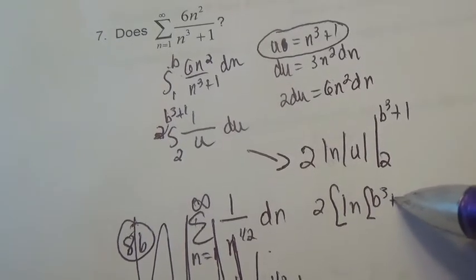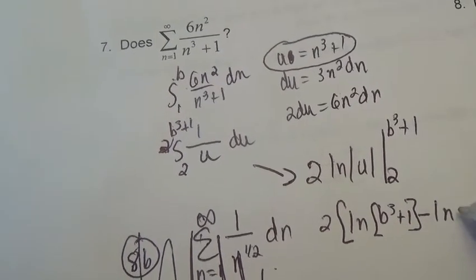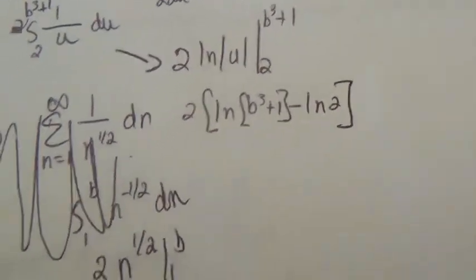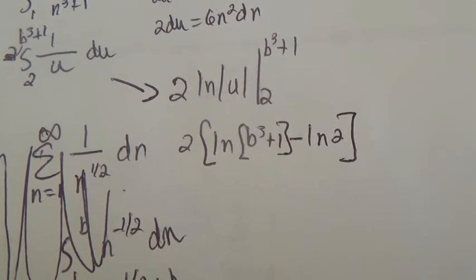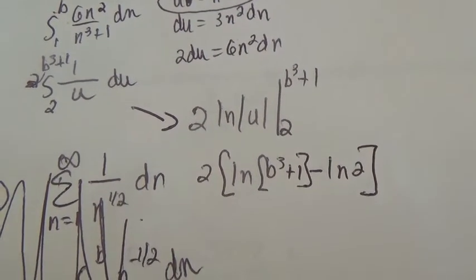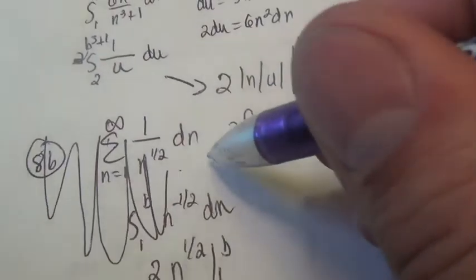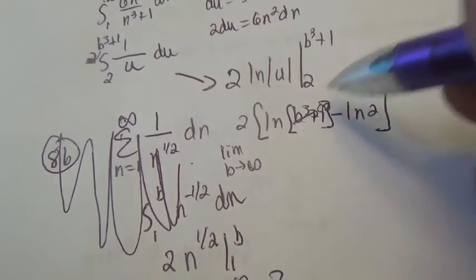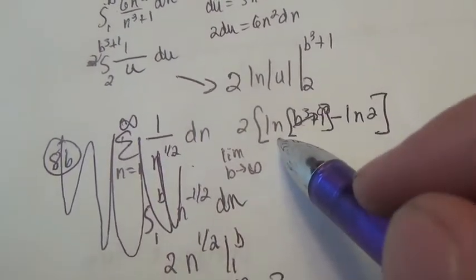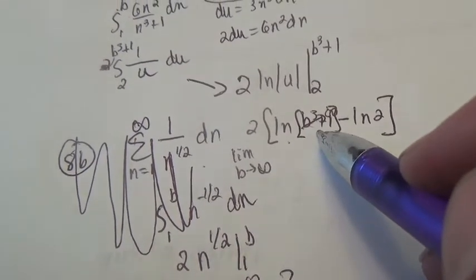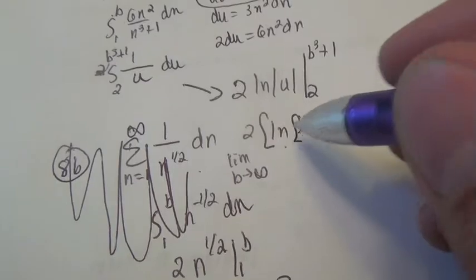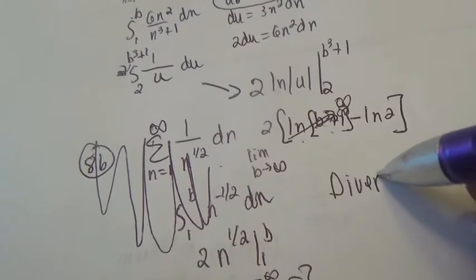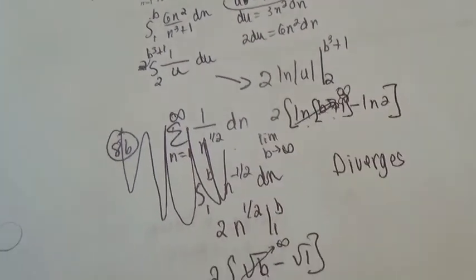Plug in your upper limit minus your lower limit. And then now we just see what goes on as b goes to infinity. As b gets bigger and bigger, this would get larger and larger inside. So that now asks the question, what does the natural log curve do as we get further and further to the right? That overall goes to infinity. Therefore, this would also diverge. Okay.